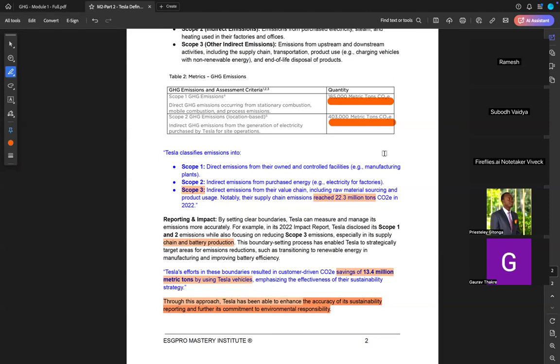Subodh ji, a quick one-minute summary. Any other point which you want to add, or do you support all of us? Subodh ji, quick, unmute yourself and just tell, what do you understand by this case?